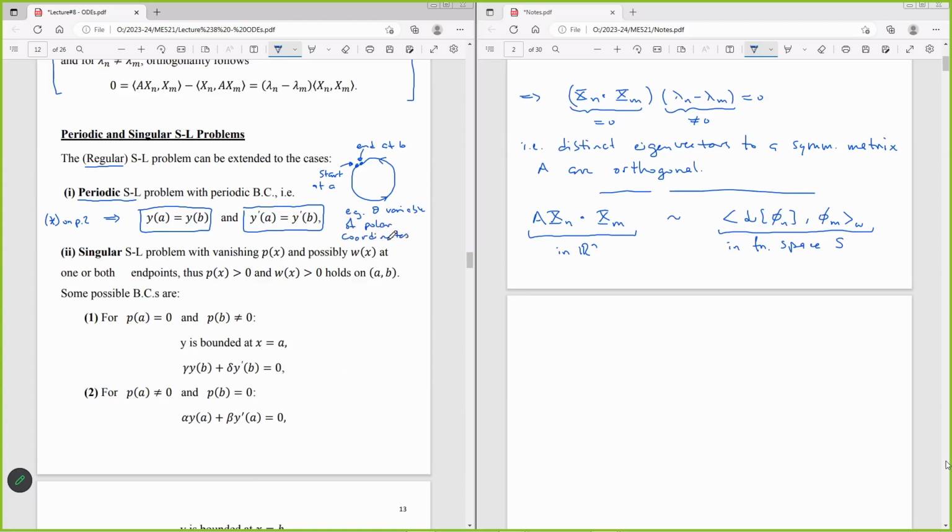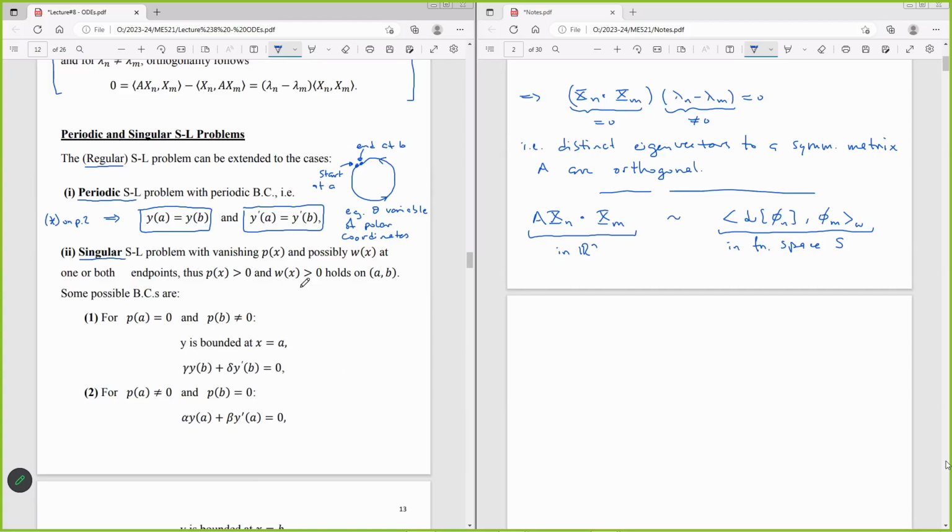Remember, in that case, you have 2 pi periodicity, right? It means wherever you start, you end up in the same location if you complete a full circle. So you will see this actually when we solve PDEs in polar coordinates, that I'm going to use periodic SL for the theta variable.